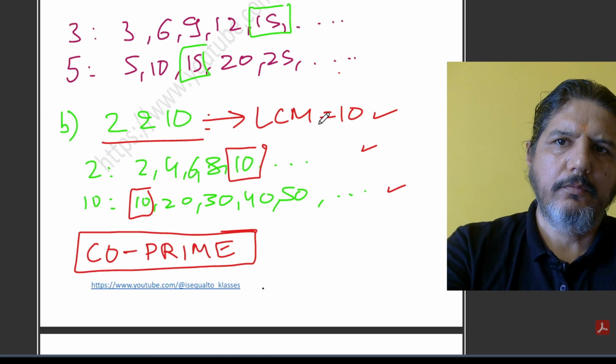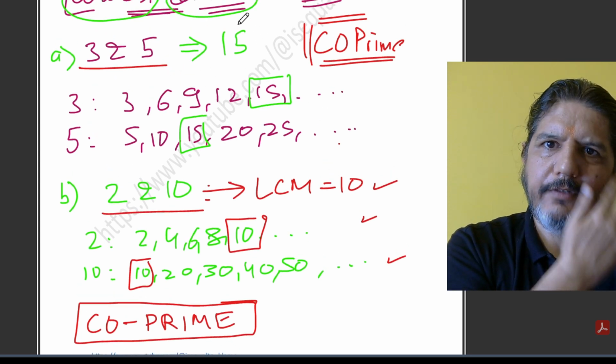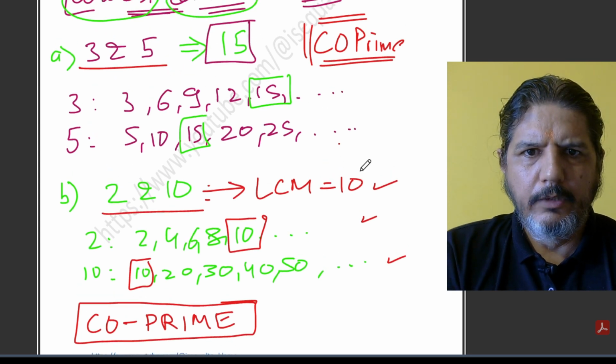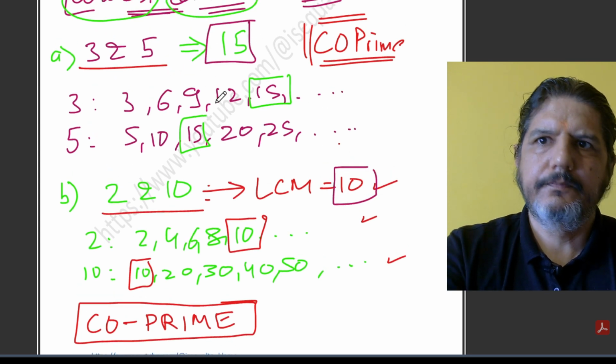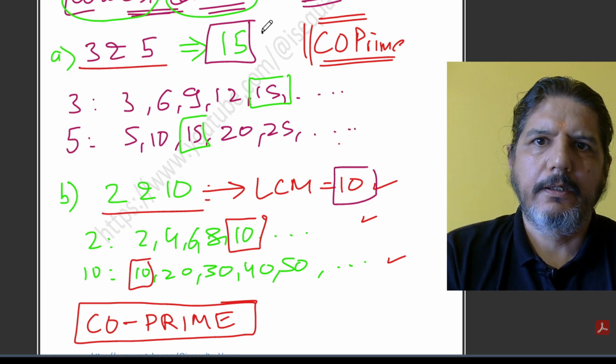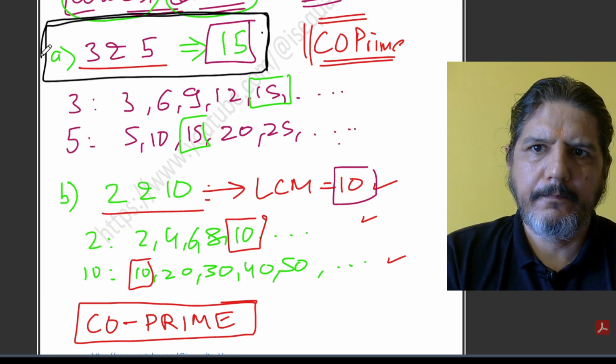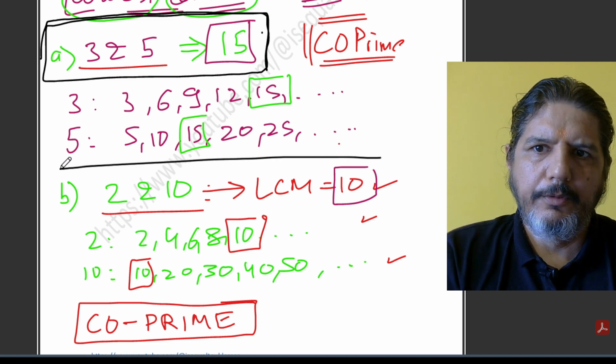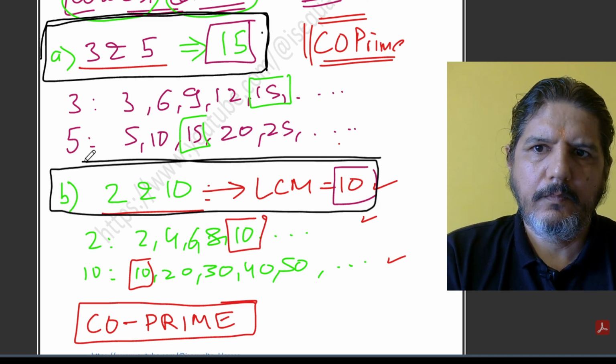So now we have done 4 examples. The LCM of 3 and 5 is 15. The LCM of 2 and 10 is 10. Let me mark it in black. So this is the first set of numbers that we'll be using again. We'll be using these sets of numbers again.